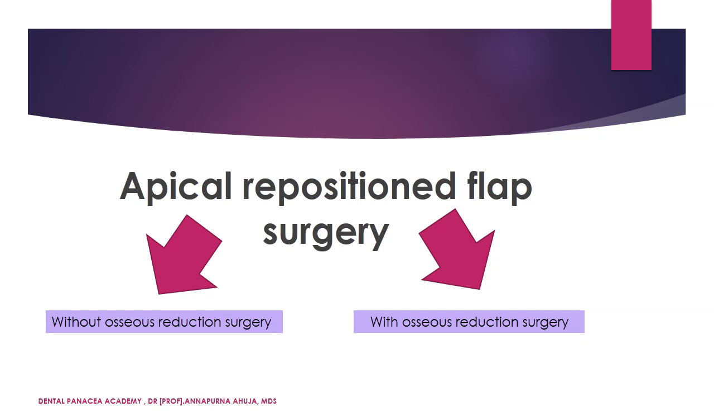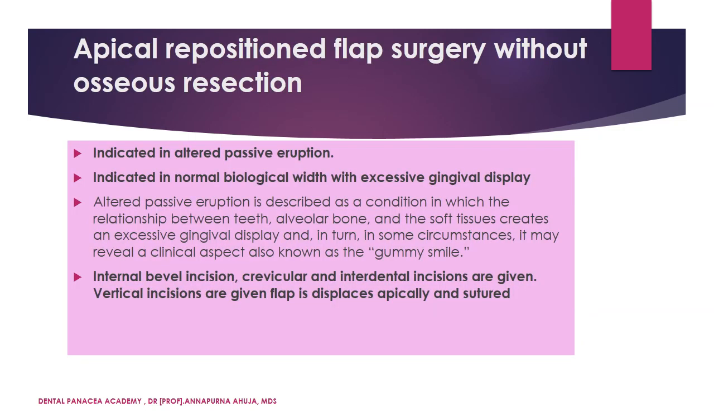Then comes apical positioned flap surgery. We have got two types in this: without osseous reduction surgery, with osseous reduction surgery. Apical reposition flap surgery without osseous reduction is indicated in altered passive eruption. That means biological width is normal, but there is excessive gingival display which is covering the portion of the tooth, giving it a short appearance or squarish appearance. In this case, we can do apical reposition flap surgery without osseous resection.